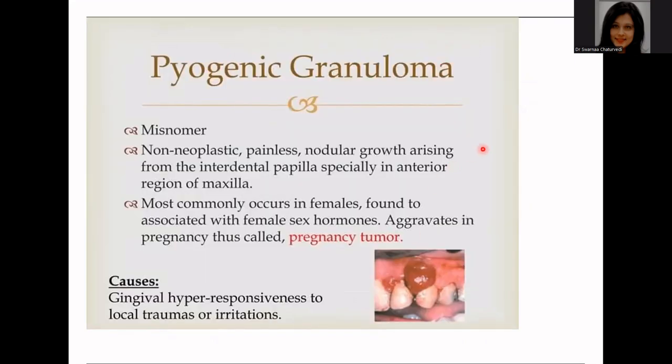The next lesion is pyogenic granuloma. It's a misnomer. Why is it a misnomer? Because there is no feature of granuloma seen in this lesion. It's a non-neoplastic, painless nodular growth arising from the interdental papilla, especially in the anterior region of the maxilla. It's most commonly seen in females. Why? Its more female predilection has been linked to the high amount of female sex hormones. That is the reason it aggravates in pregnancy and is thus termed pregnancy tumor.